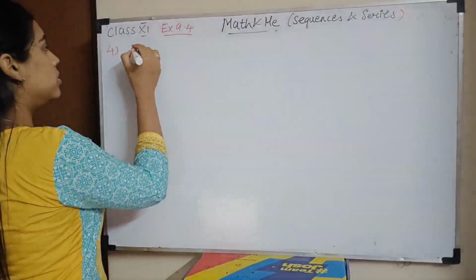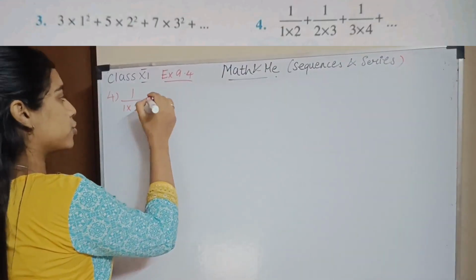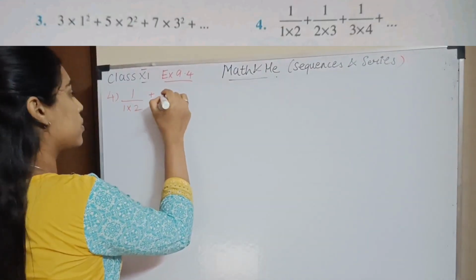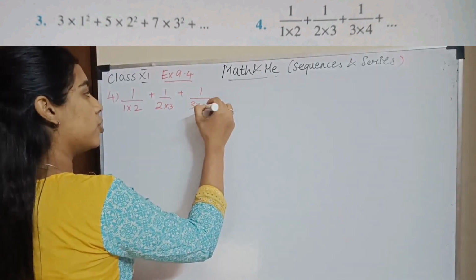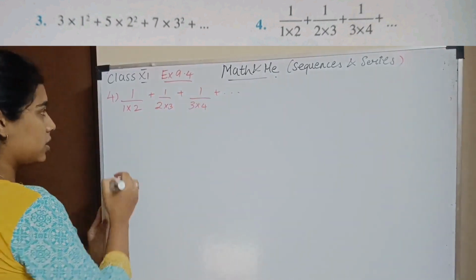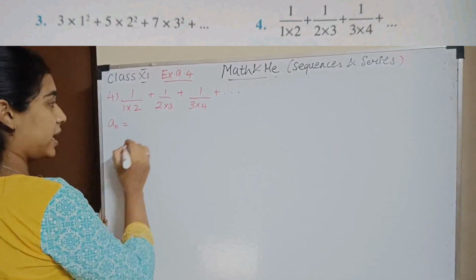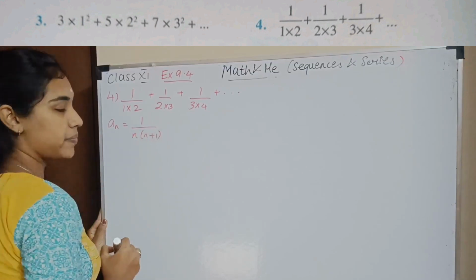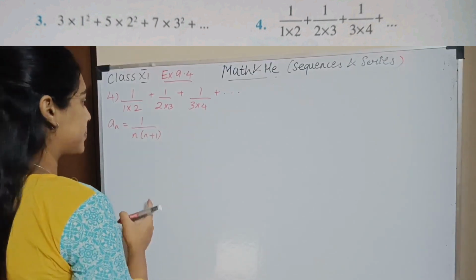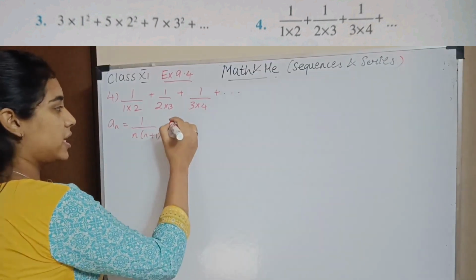Question number 4. 1 divided by 1 into 2 plus 1 divided by 2 into 3 plus 1 divided by 3 into 4 and so on. So what is my an? My an is 1 divided by n times n plus 1. So how to approach such questions? I am going to write this in a different way.